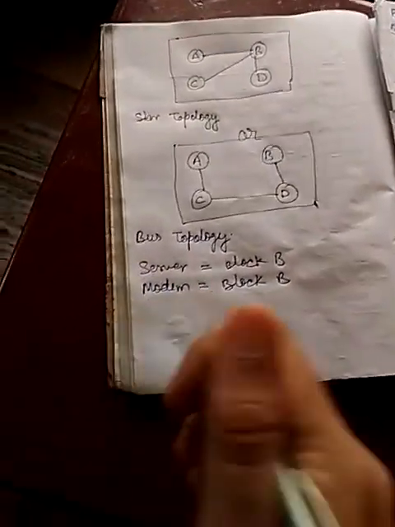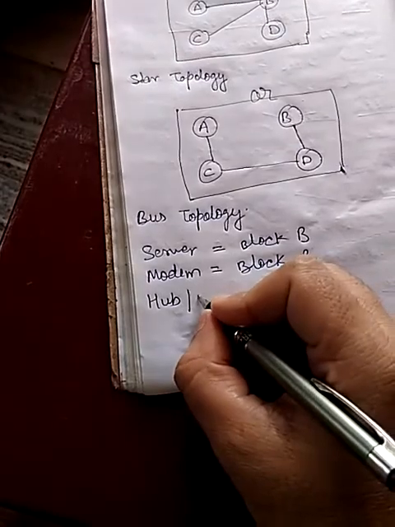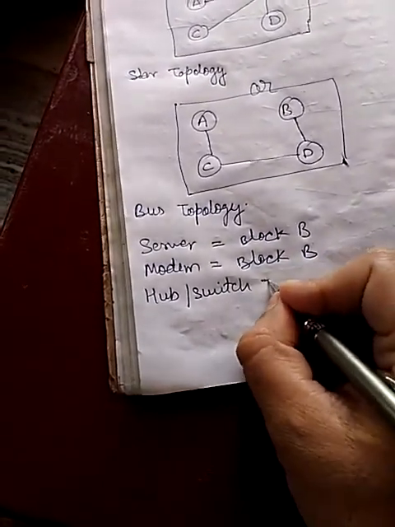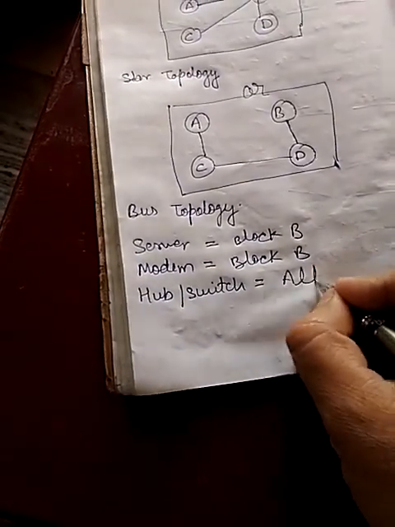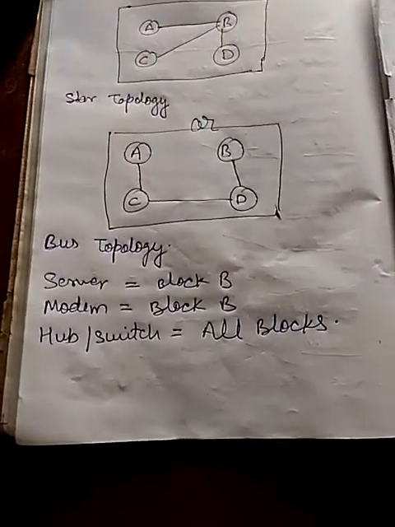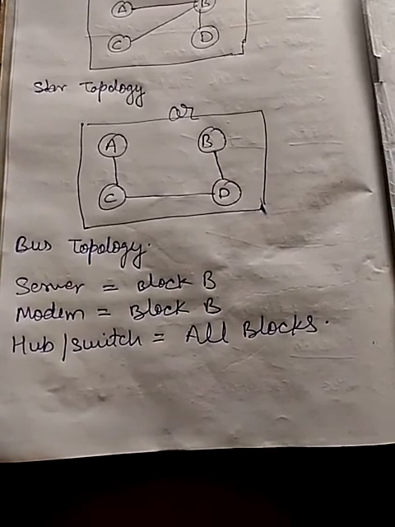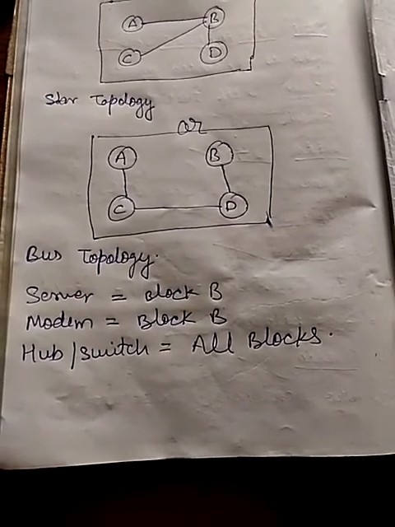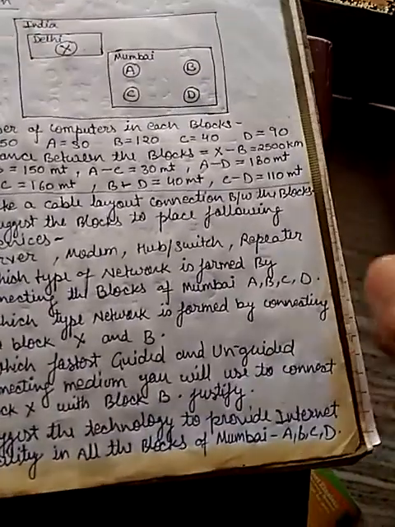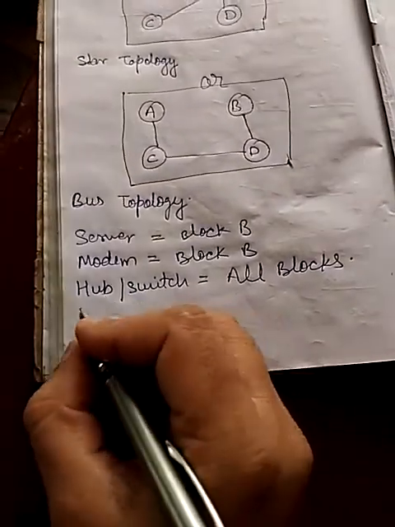Hub or switch is a central connecting device to connect multiple computers with the server. So hub and switch must be installed in all blocks because all blocks contain multiple computers, so it is required to connect multiple computers with the server. That's why we require hub or switch in all the blocks. Now the last one is the repeater. Repeater is a device which is used to amplify the signal.